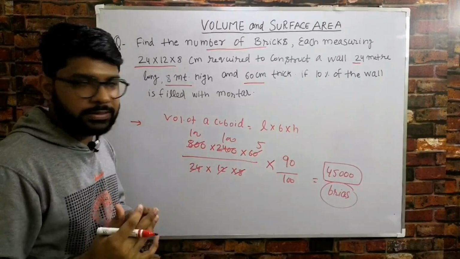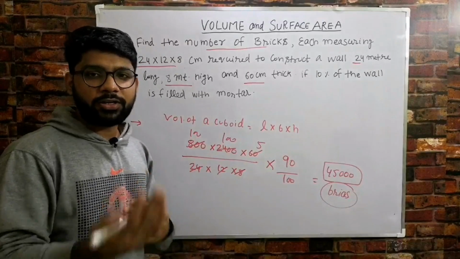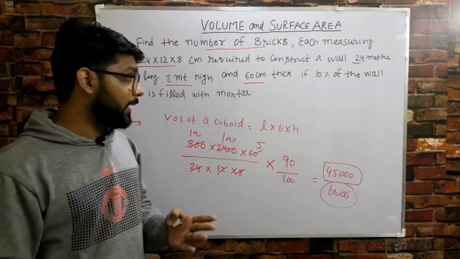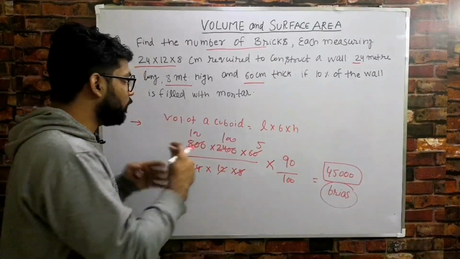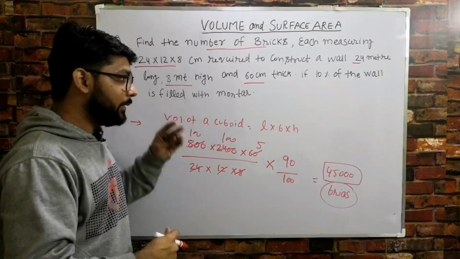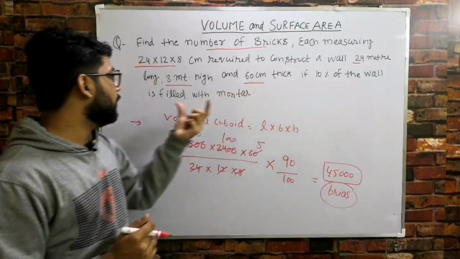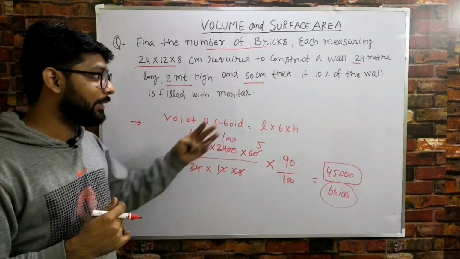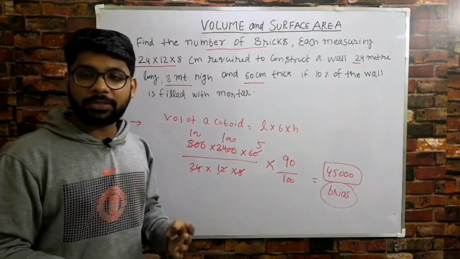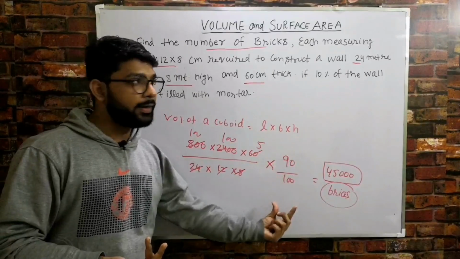So the major issue here is to understand the question, what the question is asking, and what information is given. First of all you will write the information on the board, how the question can be designed. So here 10% of the wall is already filled, and we have to find for the 90% of the wall, so we multiply by 90 by 100.